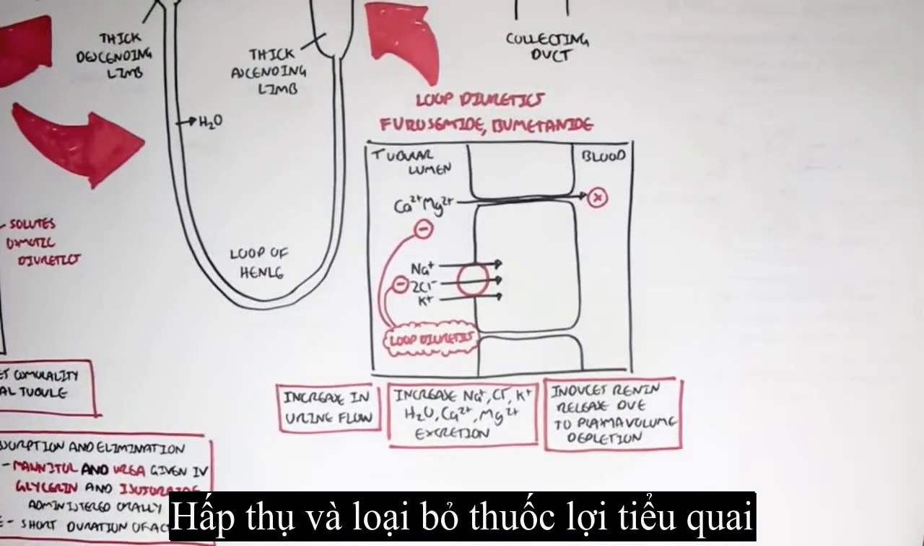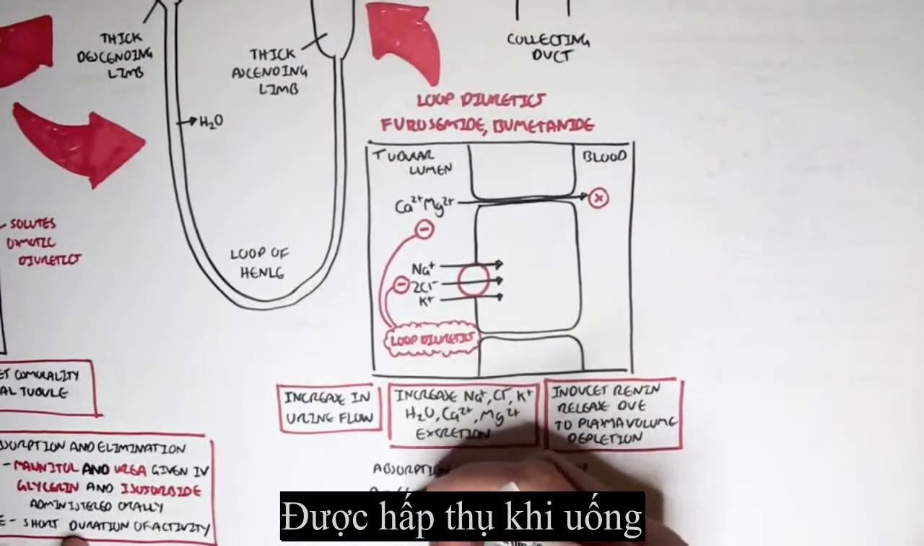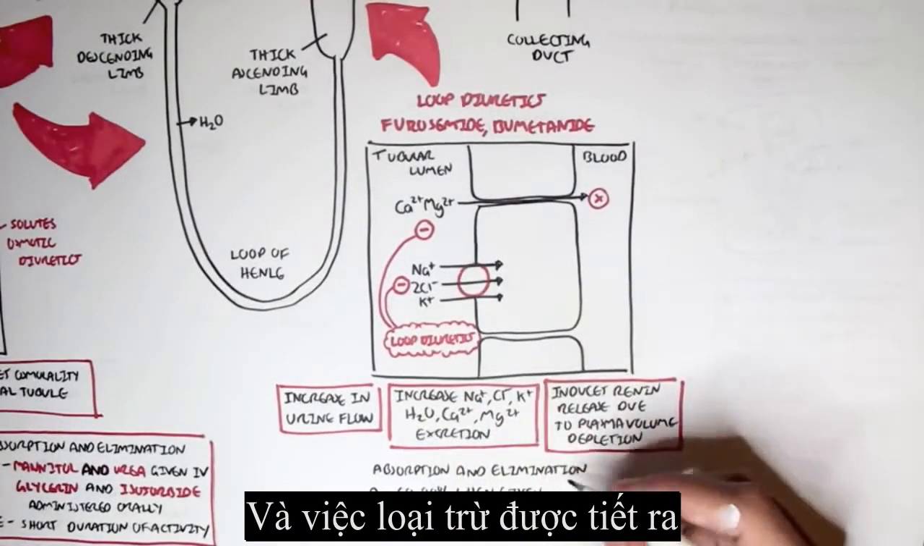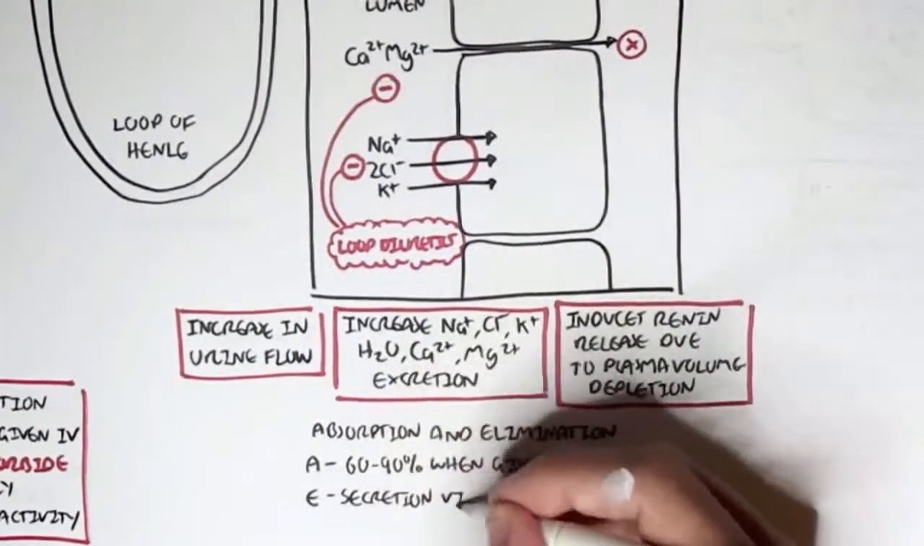For the absorption and elimination of loop diuretics, about 60 to 90% is absorbed when given orally, and for elimination, they are secreted via the proximal tubule.